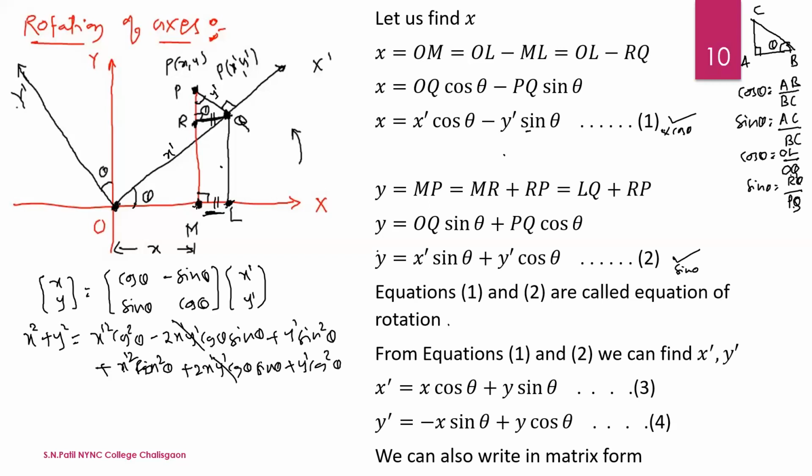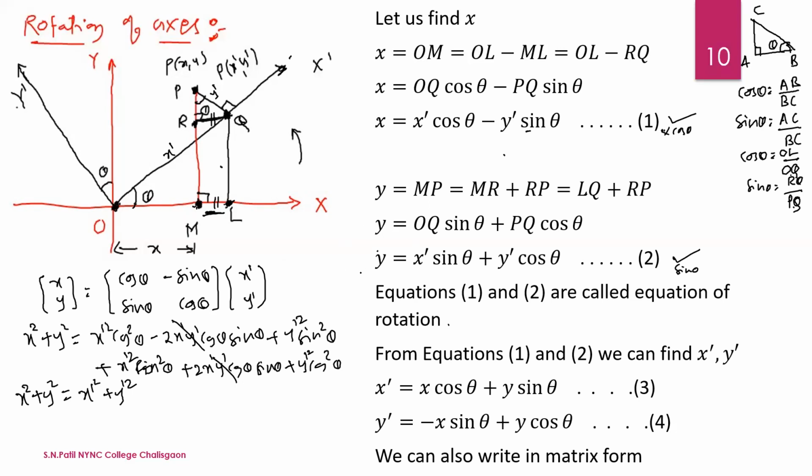Okay, here x dash square is common, and cos square plus sine square is 1. Here y dash square is common, and the remaining term sine square plus cos square is 1. So what we get? x square plus y square is the same as x dash square plus y dash square. This is nothing but the distance. It means the length of OP remains unaltered by rotation of axis.